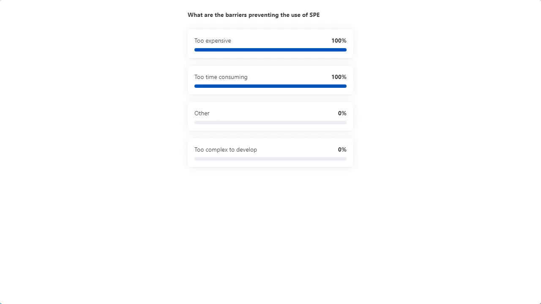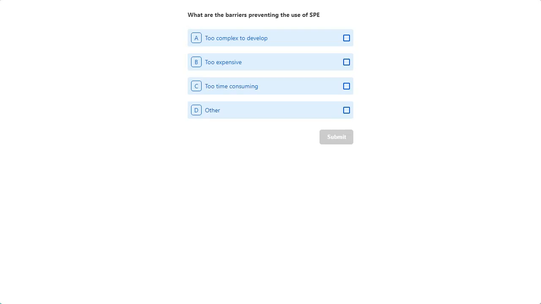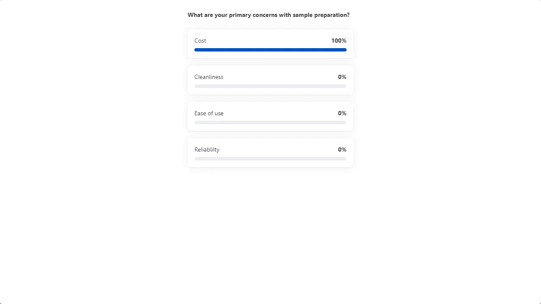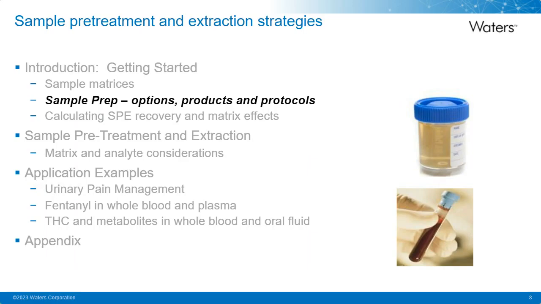And then finally, what are your primary concerns with sample preparation? Ease of use, cost, reliability, or cleanliness? All right. Well, we will come back to those later, giving you guys some time.